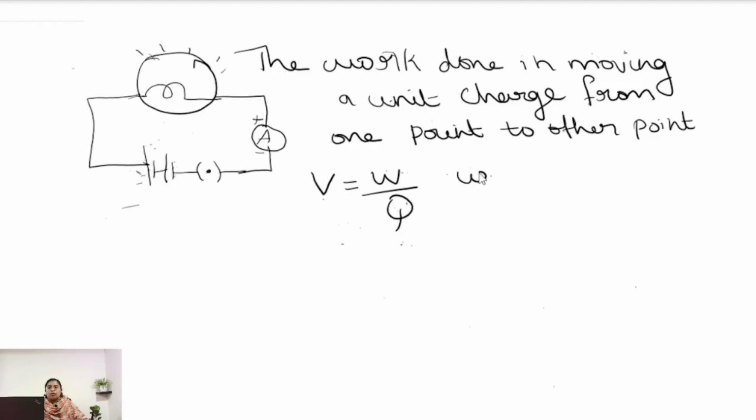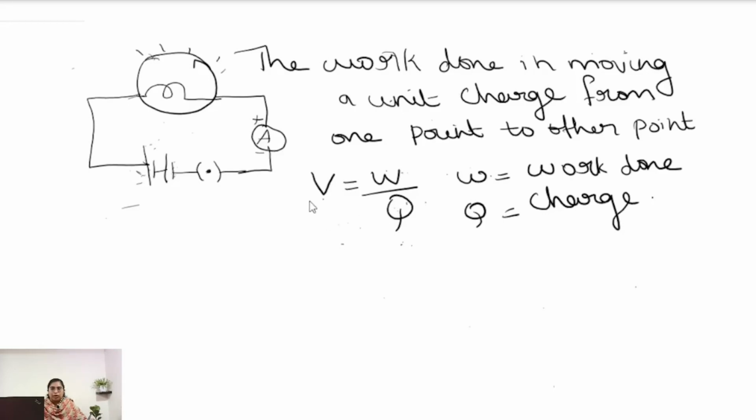What is W? W is the work done and Q is the charge. So what is voltage? The work done in moving a charge from one point to the other point is known as potential difference or voltage. Next we have to see the standard SI unit of this voltage.